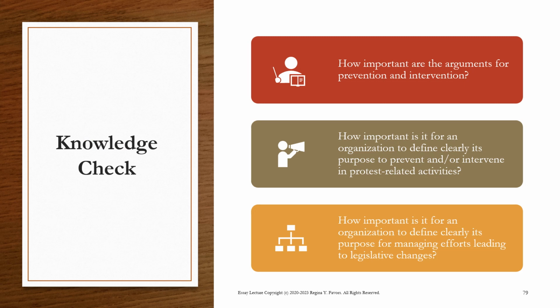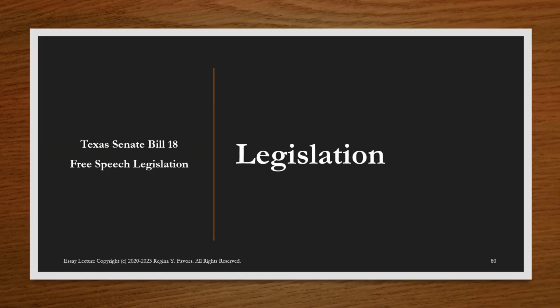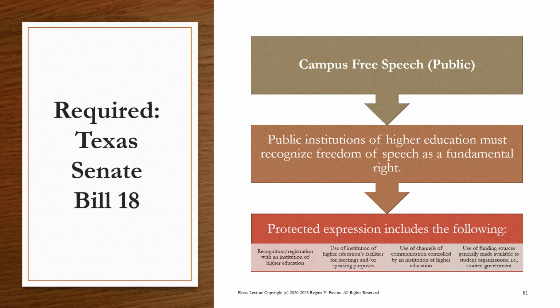Okay, so now let's check how important are the arguments for prevention and intervention. How important is it for an organization to define clearly its purpose to prevent and or intervene in protest-related activities? And how important is it for an organization to define clearly its purpose for managing efforts leading to legislative changes? So legislation, Texas Senate Bill 18, free speech legislation. And so you are required to have this in your paper.